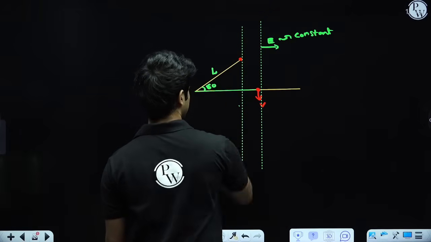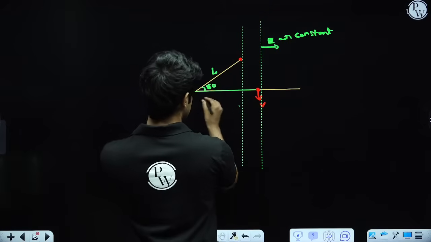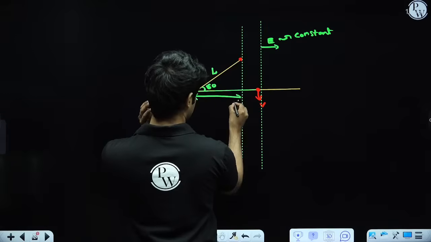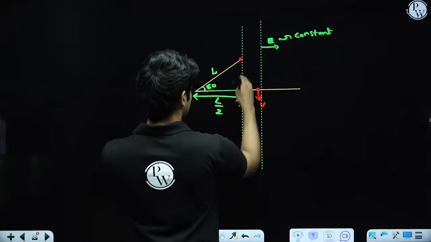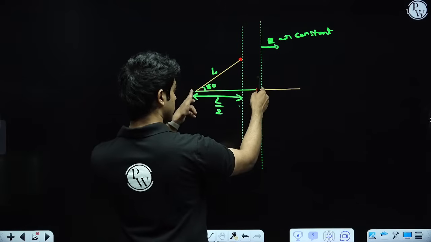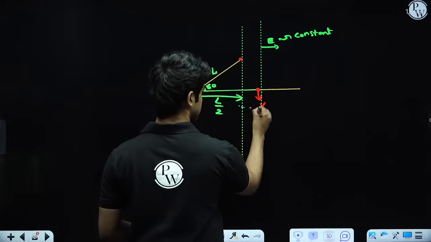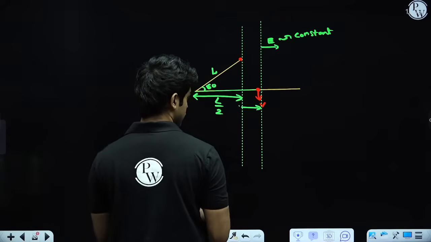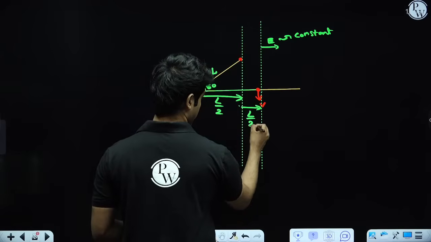This was 60 degrees, okay. So L cos 60, so this distance is L by 2. When the string hits the x-axis, this total length will become L. So L minus L by 2, this displacement along the x direction is simply L by 2, okay.